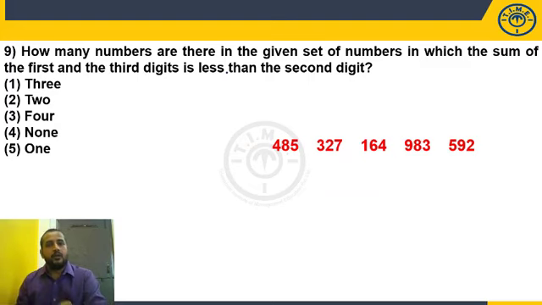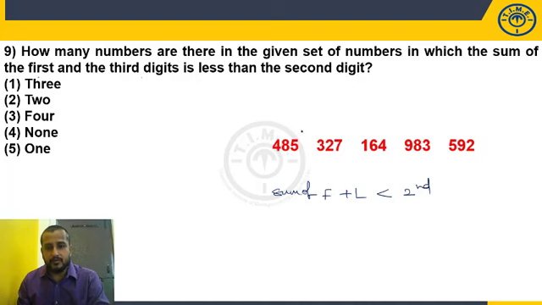Last question. How many numbers are there in the given set of numbers in which the sum of the first and third digits is less than the second digit? What is given? First and last should be less than second. So we need to check that. How many numbers do we have like that?